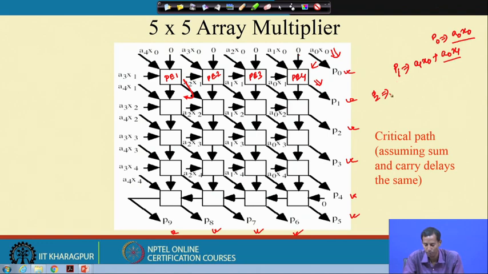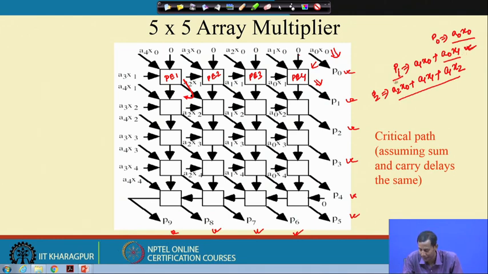Then in P2, what is the case? In case of P2, what will it be? It will be A2 x0 plus A1 x1 plus A0 x2, okay. And apart from that, what is another thing which I have to add? That is the carry from P1.